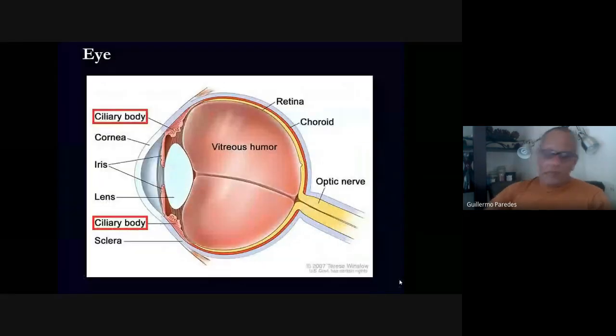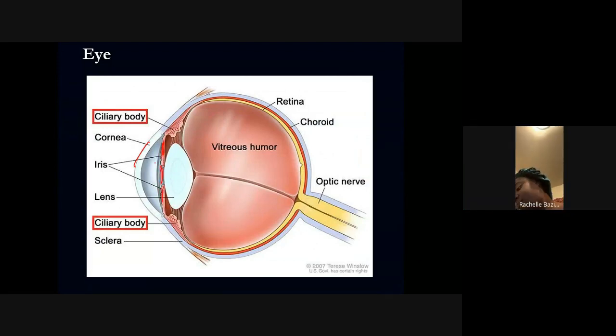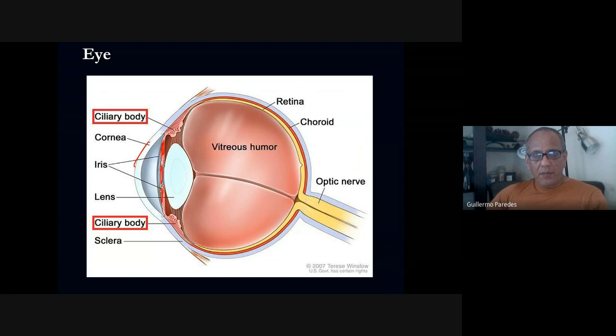Here we have the cornea, we have the iris, we have the pupil. Below that, please, some background. Here we have the lens. This is the lens. Okay, the lens.